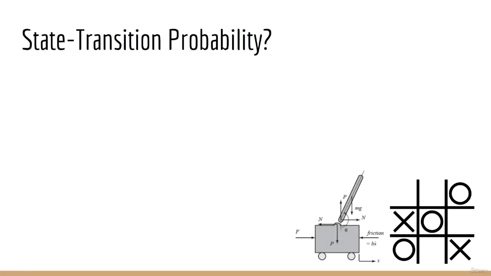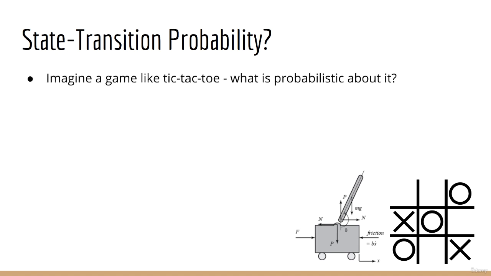Why else is the state transition probability useful? Imagine a game like tic-tac-toe. You might think there is nothing probabilistic about this game. When I write down an X or an O, that's where the X or the O goes. Why is there a probability associated with that? Why is my action not deterministic? And in fact, it is entirely possible for your action to deterministically bring you to the next state.